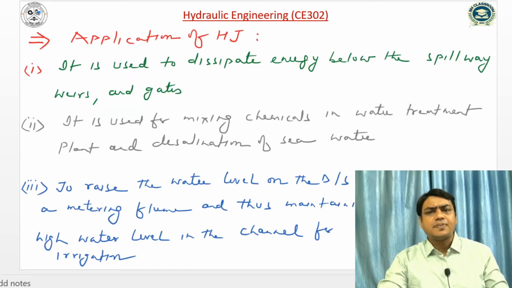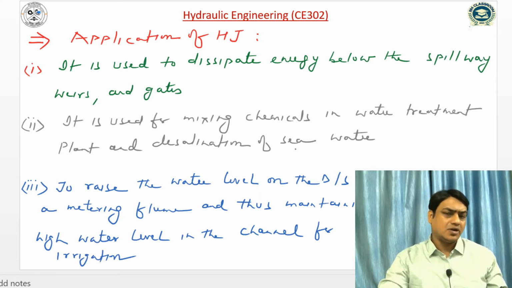So what are the various applications of hydraulic jump? It is used to dissipate energy below the spillway, weir and sluice gates. It is used for mixing chemicals in water treatment plants and desalination of seawater. This application is very important for mixing chemicals in water treatment plants and desalination of seawater, to raise the water level on the downstream of a metering flume, and thus maintain a high water level in the channel for irrigation purposes.